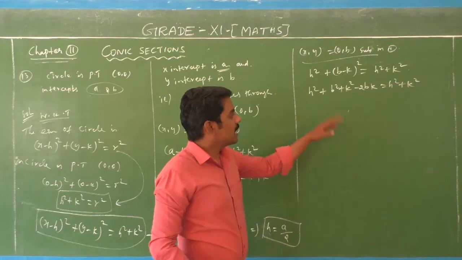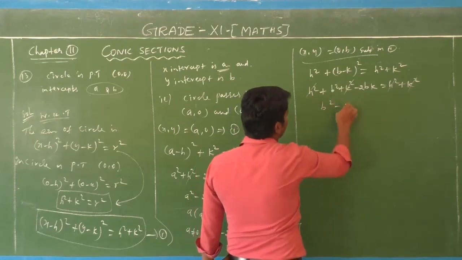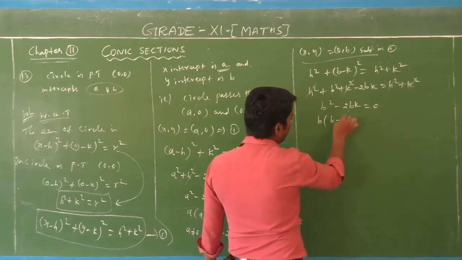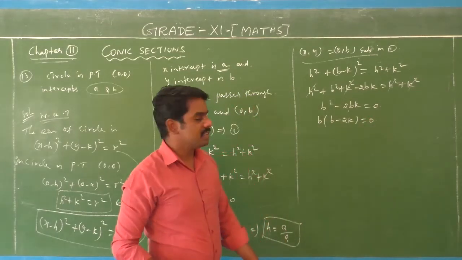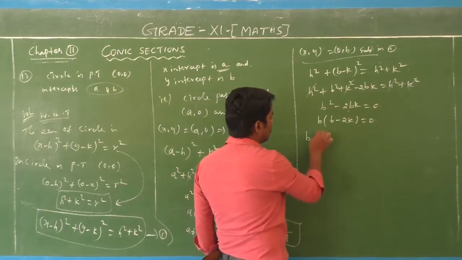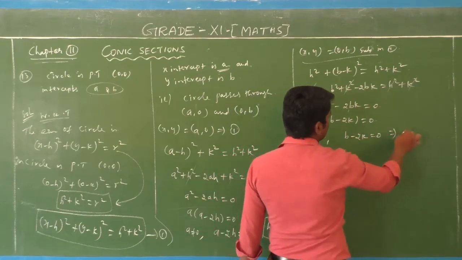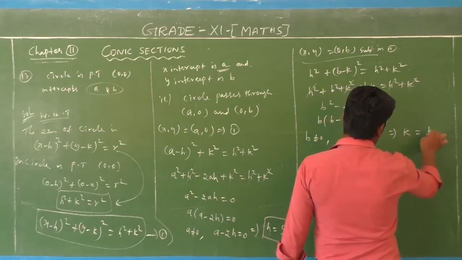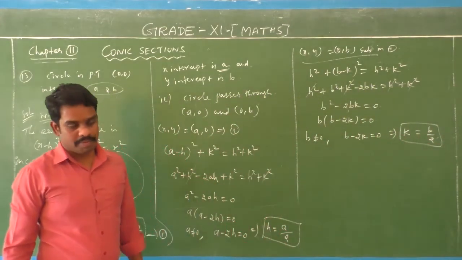Both sides, h square and k square are common, so cancel these values. Remaining b square minus 2bk equal to 0. So take b common: b times (b minus 2k) equal to 0. But b equal to 0 is not possible, where y-intercept is b; b is any non-zero value. So b is not equal to 0. So b minus 2k equal to 0, which implies k equal to b by 2.